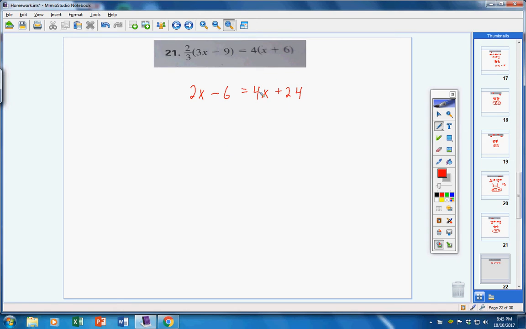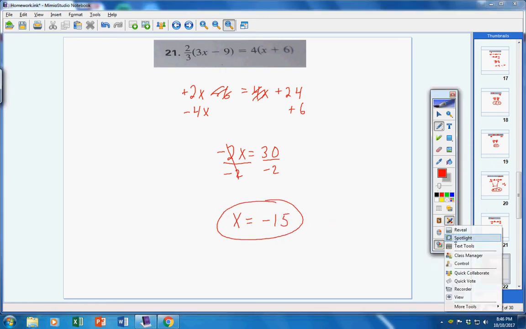Next, constant terms on one side, variable terms on the other. Positive 2, negative 4, negative 2, positive 24, positive 6, positive 30. Divide both sides by negative 2. And your negative 2's would cancel, leaving you with negative 15 for an answer.